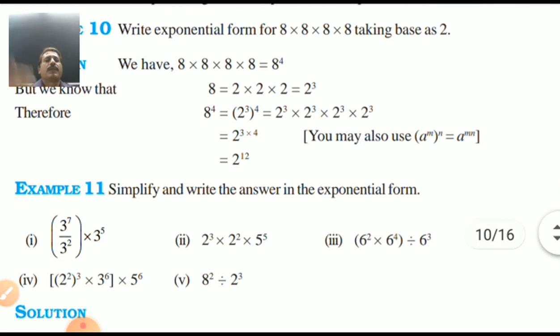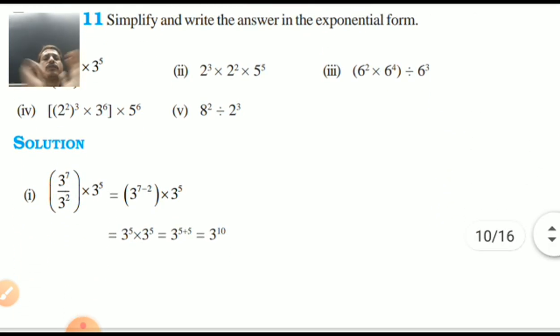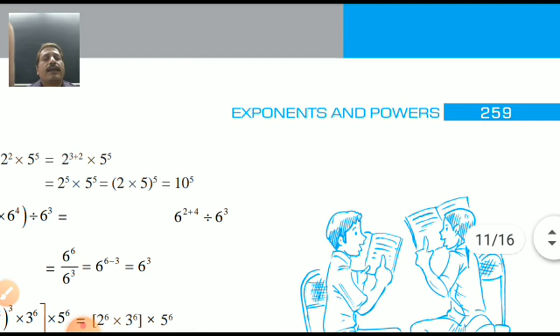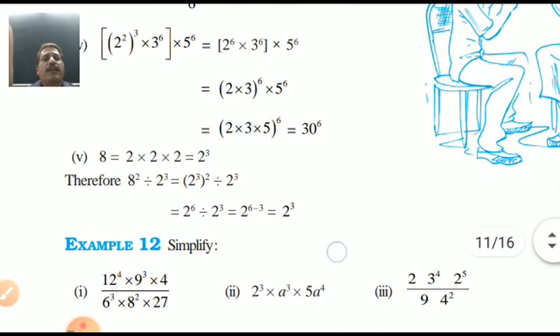Example number 11. Simplify and write the answer in the exponential form. Student, here multiplication and division together. Don't worry about that one. We are knowing how to write the solutions. See, exponents are same. First we can divide using the exponential rule. Divide means subtraction. 7 minus 2, which gives me 5. 3 raised to 5 multiplied by 3 raised to 5. Both the bases are same. 3 raised to 5 plus 5, 10. Isn't it easy? Yes. So check out other examples yourself.